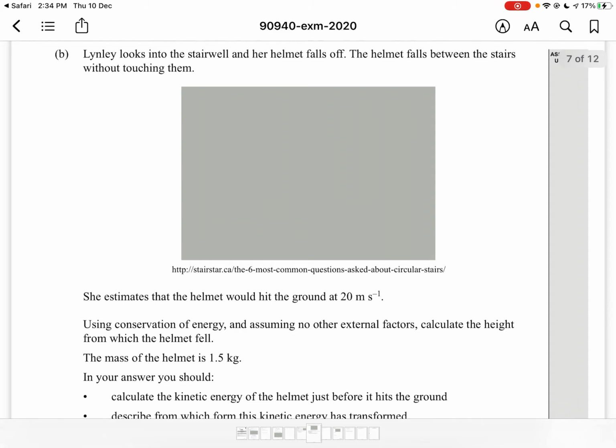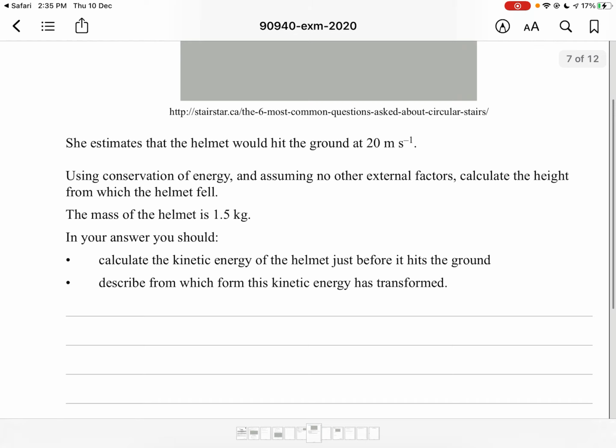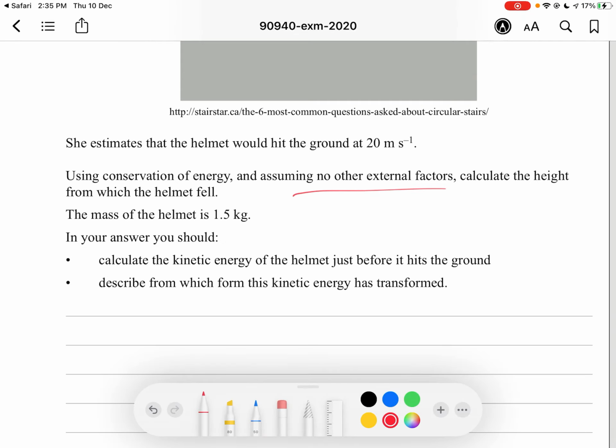Question B. Lindley looks into the stairwell and her helmet falls off. The helmet falls between the stairs without touching them. She estimates the helmet will hit the ground at 20 meters per second. Well, I wonder how she estimates that, but I'm not going to ask any questions. So using conservation of energy and assuming no other external factors, so that's basically no other unbalanced forces, we can say the mass of the helmet is 1.5 kilograms.